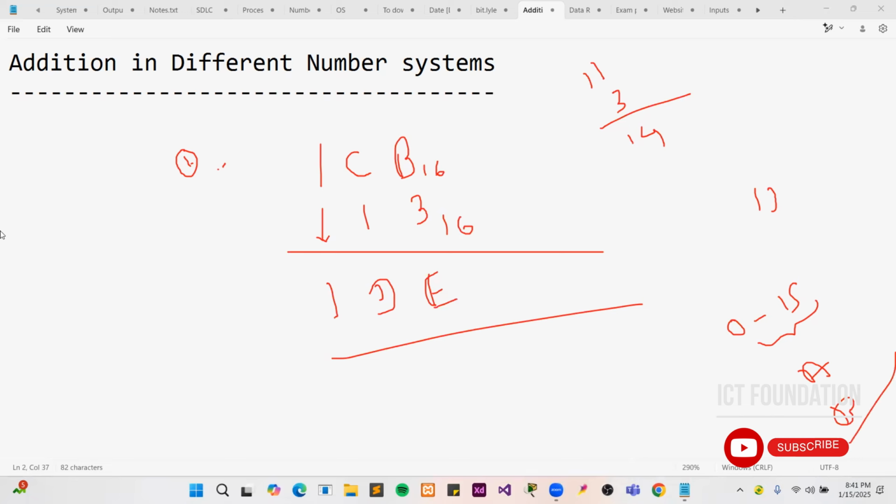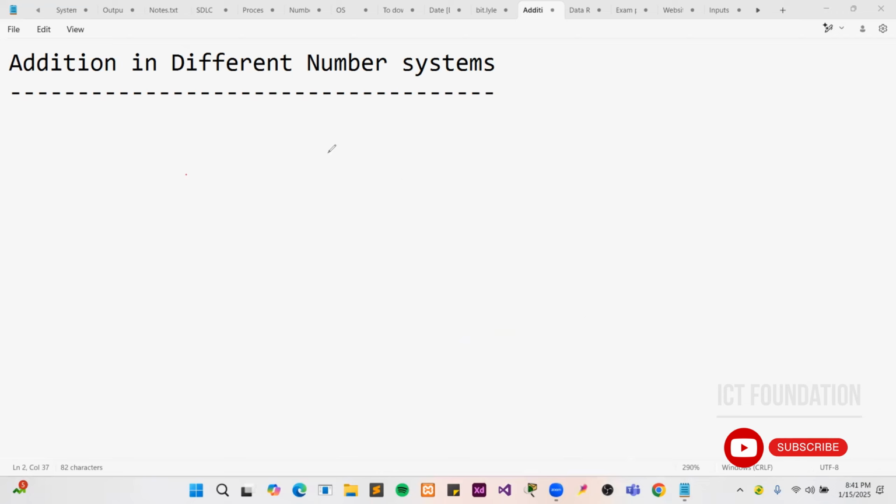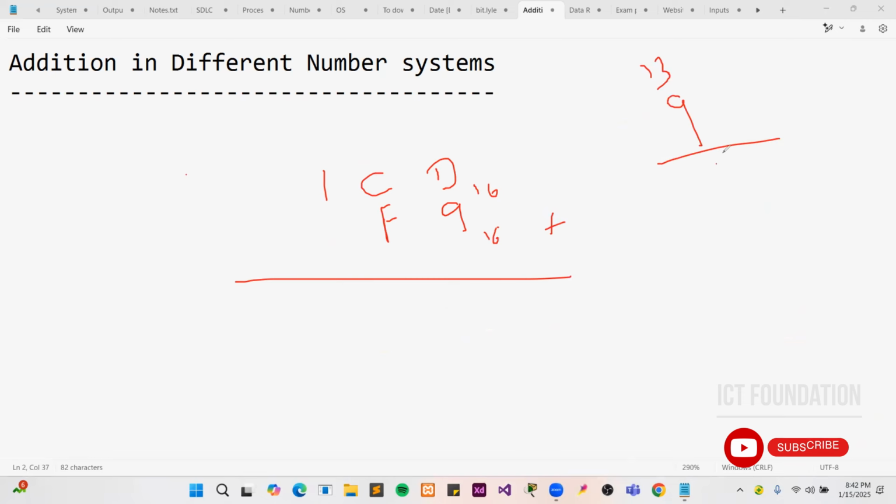We'll do another example in hexadecimal. 1CD and F9, I'm writing like this, both in base 16. Once we are calculating this addition, D means 13 and 9 we have to add. So 22 is the answer. But 22 you can't write directly. You have to divide by 16. One time it will be divided totally, then 6 will be the remainder. So you can write 6 here.